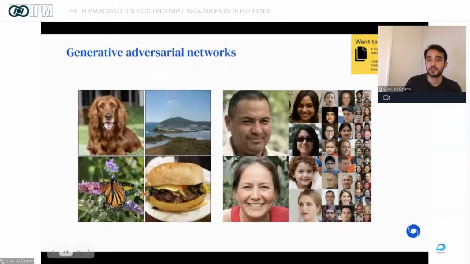So these are samples from neural network models, and none of these samples actually exist in reality. These faces, they don't belong to anyone, they're computer generated. And the network that generates these is trained by another network that is trying very hard to tell the difference between these images and real images.